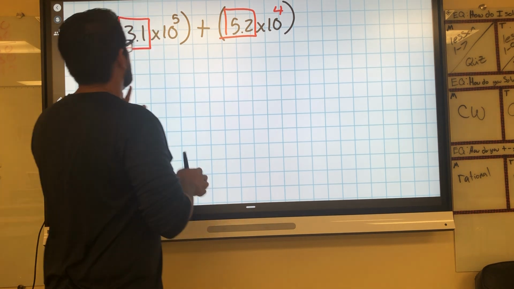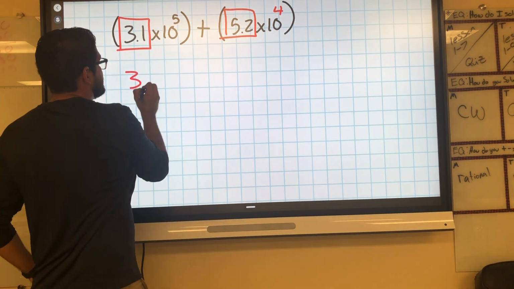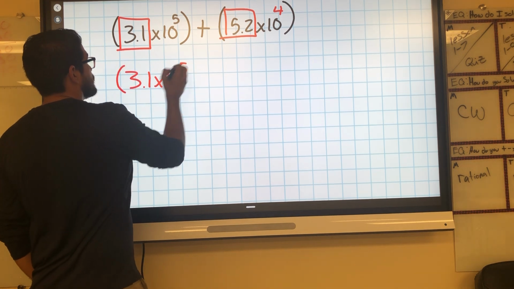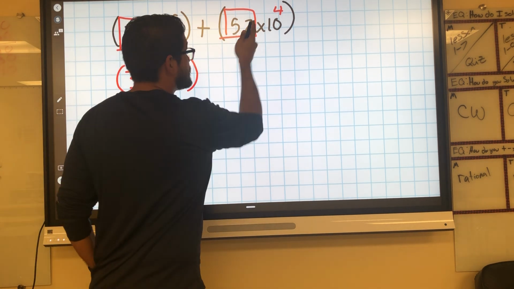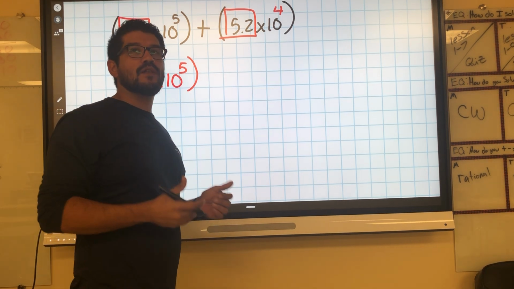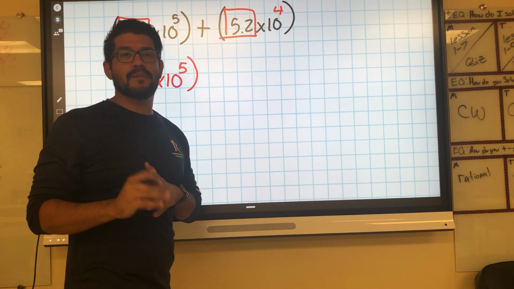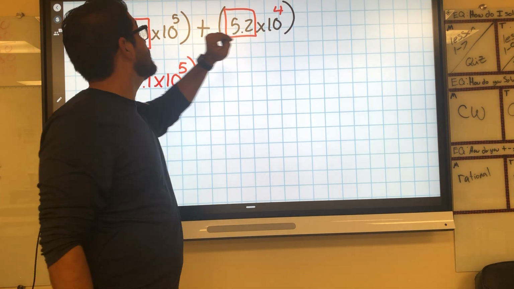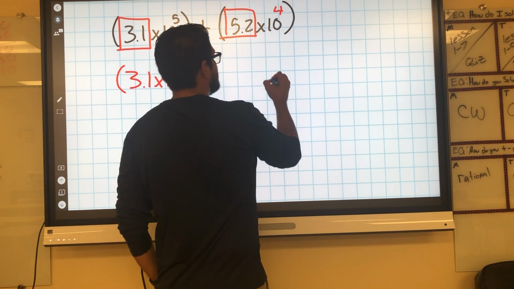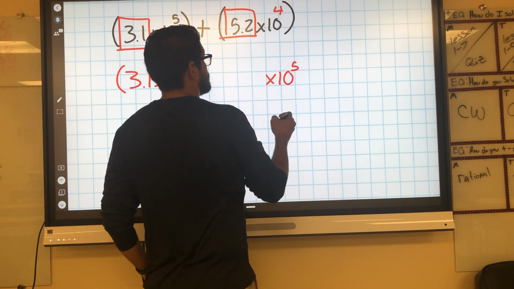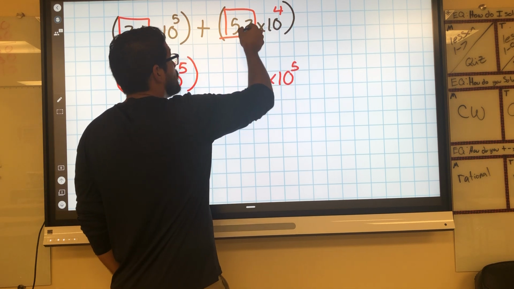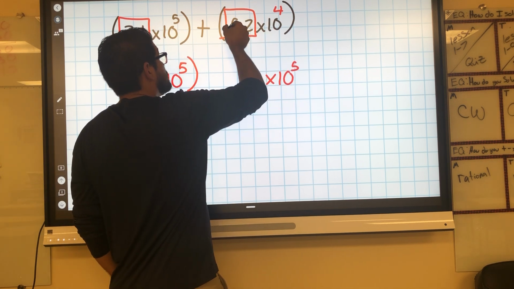Now, in the way that I do it, I always change the smaller number. So, this is going to stay exactly the same. Now, this is a smaller number. 5.2 times 10 to the power of 4 is definitely smaller, and the decimal points are not going to line up because this is only moving the decimal point 4 times, and this one's moving it 5 times. So I need this to move 5 times. Now remember, they went 1, 2, 3, 4. I need it to be 5.